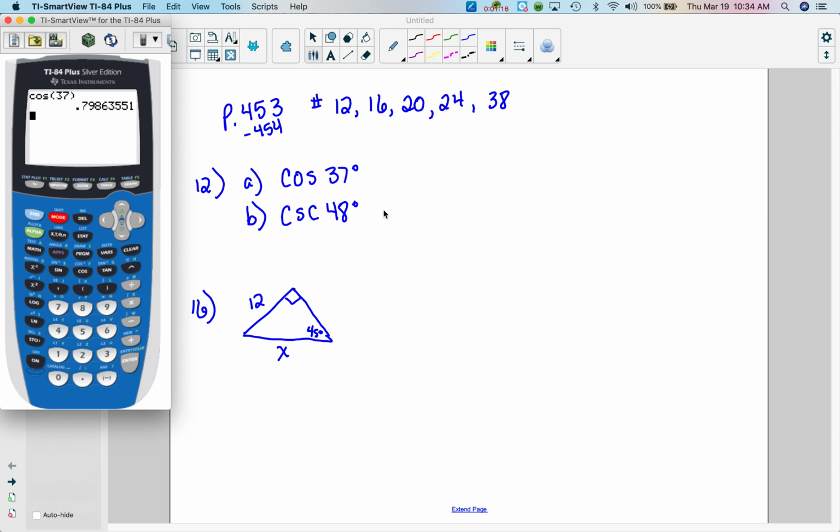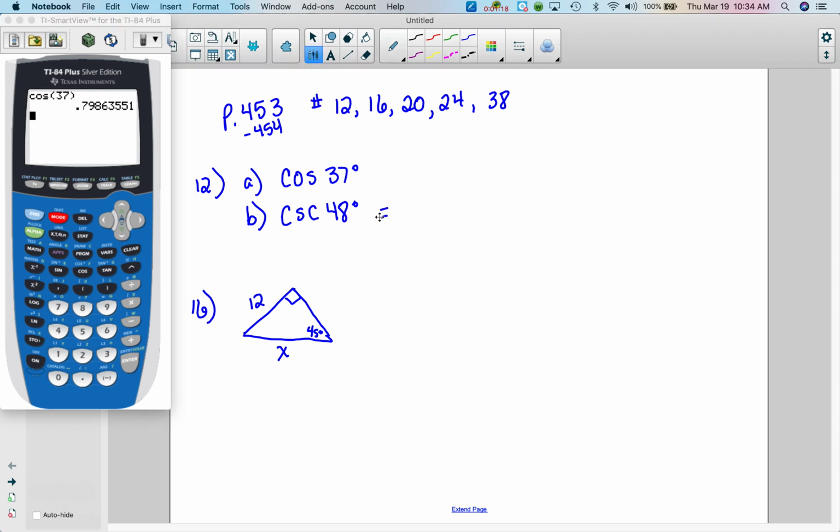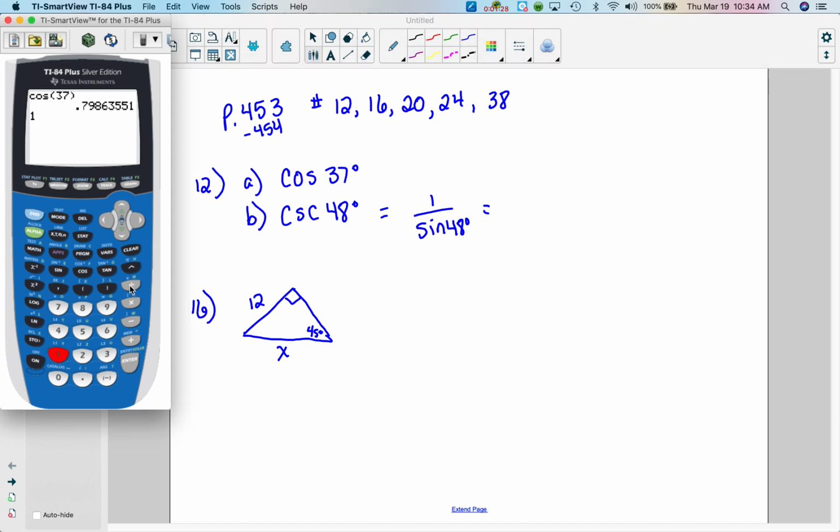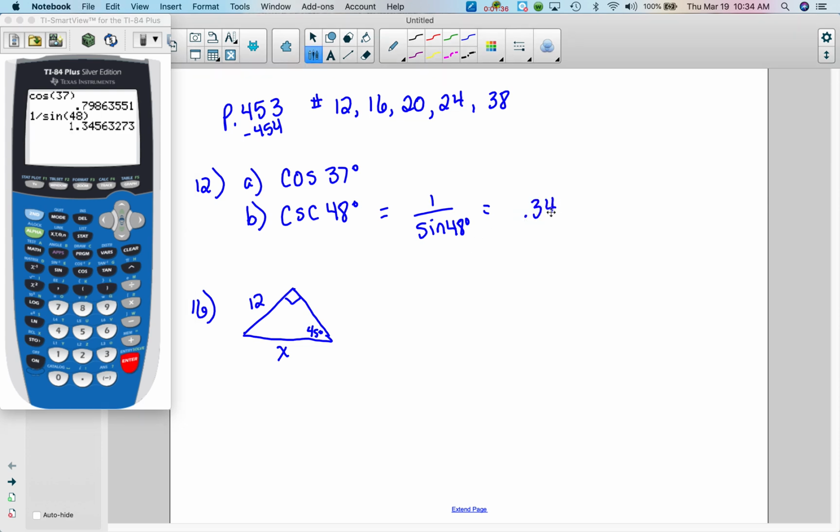Now, some people had trouble with this one. For cosecant 48 degrees, there is no cosecant button. You have to do 1 over sine 48 degrees to get this. So you could do it as 1 divided by sine 48. You can set it up as a fraction. I think I had shown you on one of the other videos, 1.34563, that you could also calculate sine 48 and then use the x to the minus 1 key.